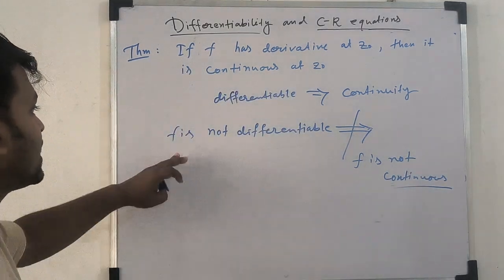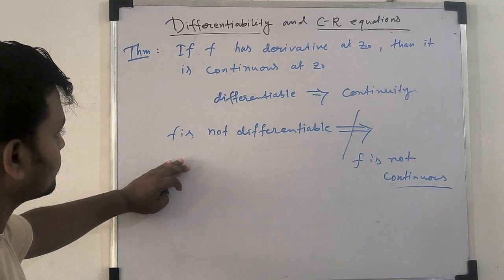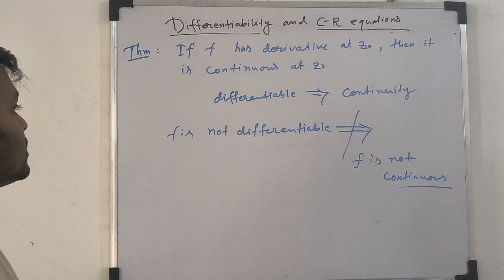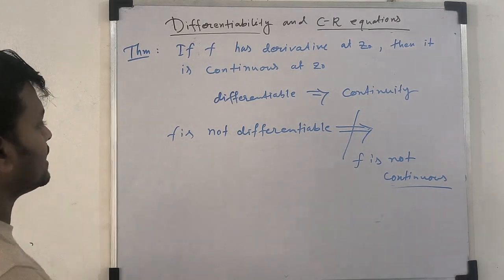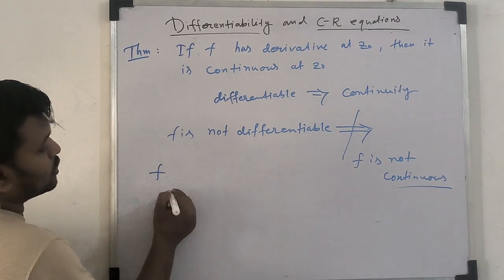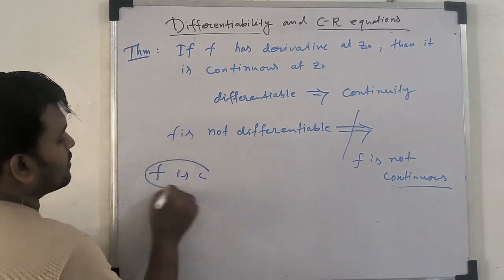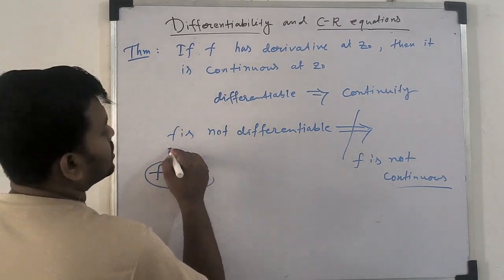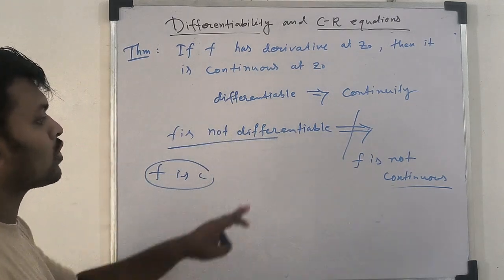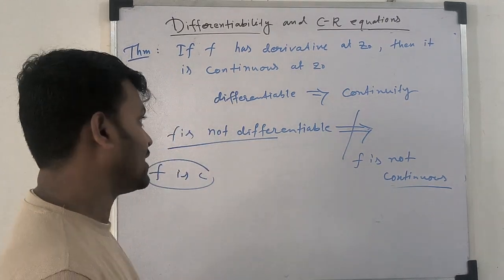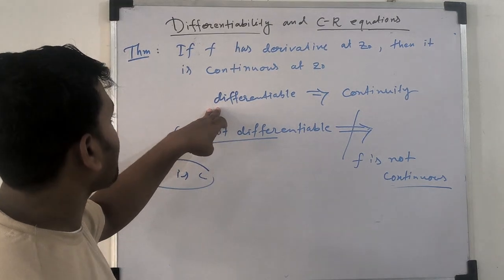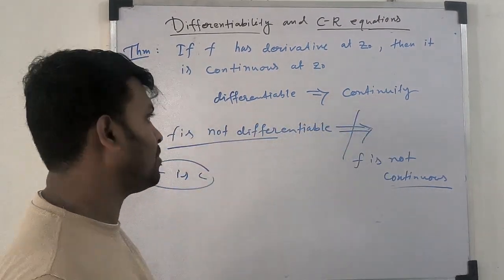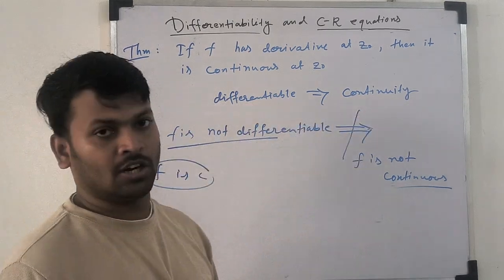So many students use this theorem in a wrong way. Some students, if they are asked whether f is continuous or discontinuous, first see whether f is differentiable or not. If f is not differentiable, they conclude that f is not continuous, but this is not right. So this is the theorem: differentiability of a function implies continuity of that function, but not differentiable does not imply not continuous.